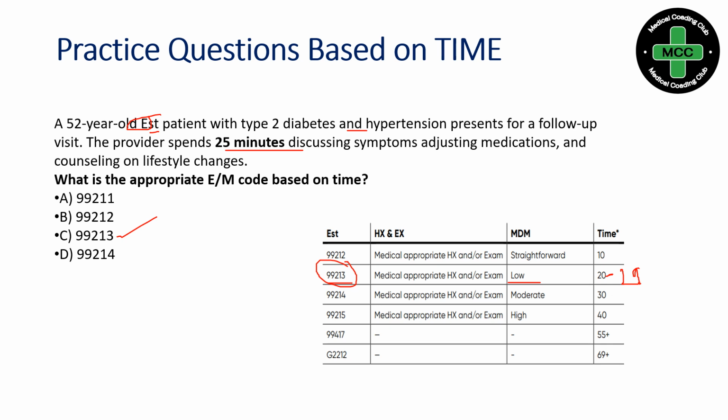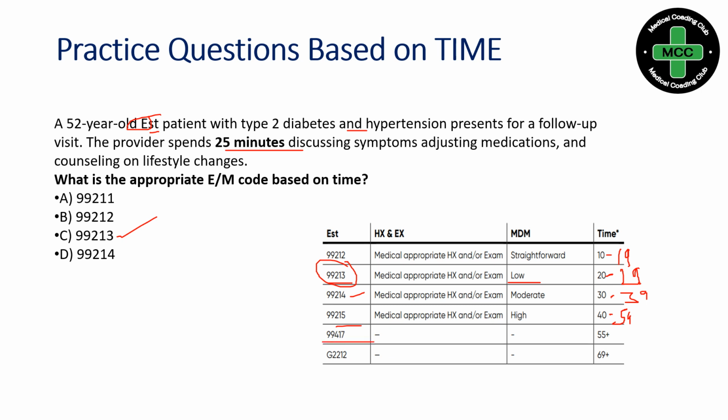Okay, so you should know the ranges. For example, 99212 is 10 minutes must be met or exceeded; 10 to 19 minutes you can code 99212. In the same way, 20 to 29 minutes you can code 99213. And 99214, 30 to 39 minutes you can code 99214. And then 99215 is for 40 to 54 minutes. Okay, 40 to 54 minutes you can code 99215.